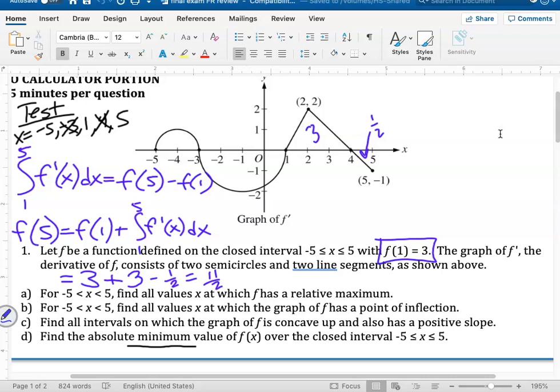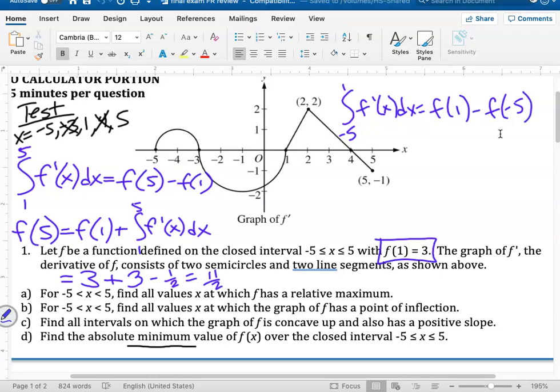Now we got to find f of -5. So you can't go from 1 to -5. You got to go -5 to 1. You can go 1 to -5, it's just going to all be backwards. So I would start by doing an integral from -5 to 1, because again, this is what we want, this is what we know, of f prime equals f of 1 minus f of -5.